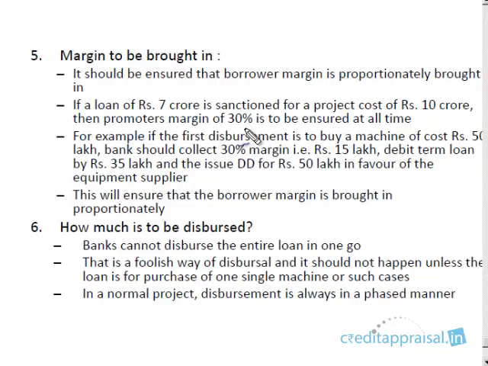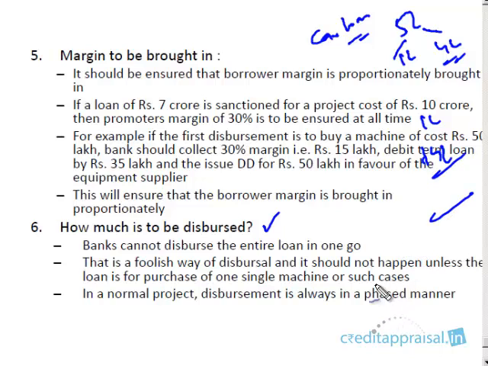Okay. Another question you need to address is how much is to be disbursed. Okay, understood that we should not disburse the entire loan in one go. That's a very foolish way of disbursal, unless it's for a single machine. Say for example, it's a car loan. Your purchase is for a particular car. Car is costing 5 lakhs. Borrower is bringing in 1 lakh, and you have sanctioned a term loan of 4 lakhs. In this case, maybe you can directly get the margin of 1 lakh and you debit the term loan in a single go, because this is a single asset.